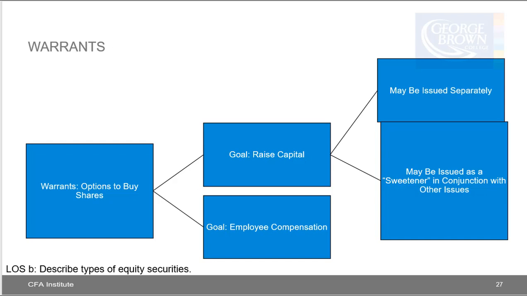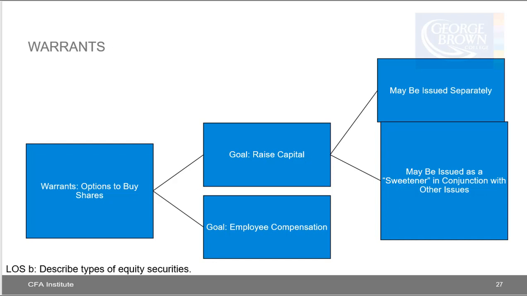So options give you the right but not the obligation to buy the stock at a pre-specified price called the exercise price or stock price, and it's prior to a pre-specified expiration date. So you can see that warrants are not securities with an infinite life. There's going to be an expiration date. Now, a company may issue warrants to investors to raise capital or to employees as a form of compensation. So you can see there's two goals there.